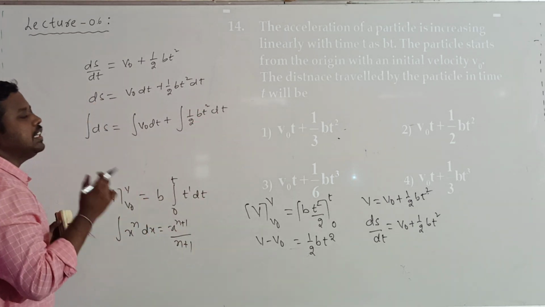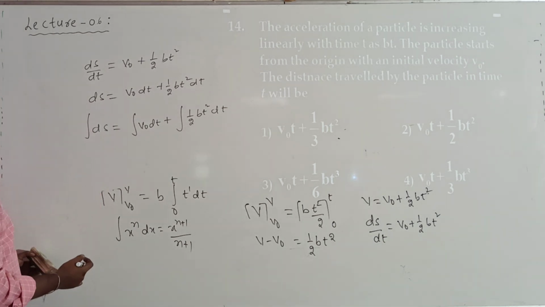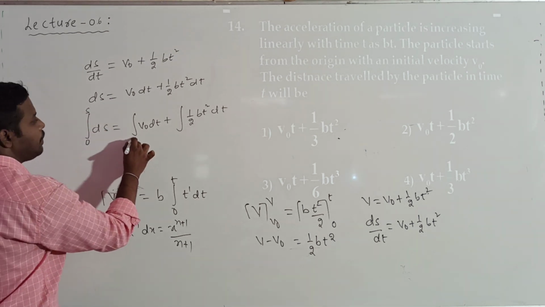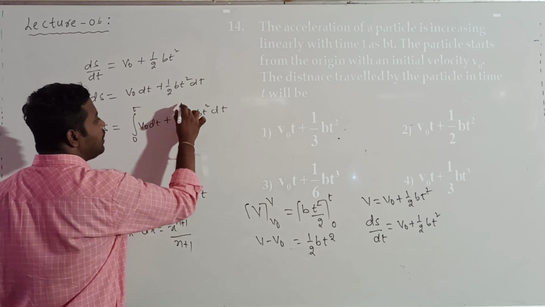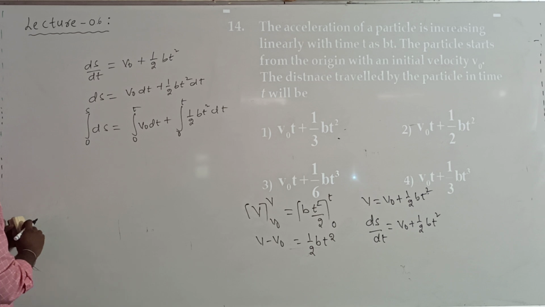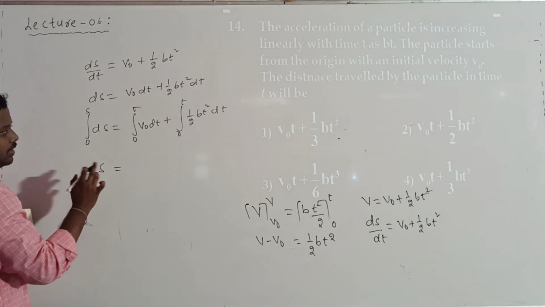So what are the initial... also, if you want, you can write the limits. Limits are given by 0 to s. Here time is given by 0 to t. Then after simplification, what is the integration of ds? It is given by s. Writing directly, the limits also: s minus 0.